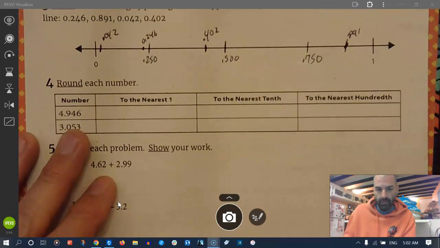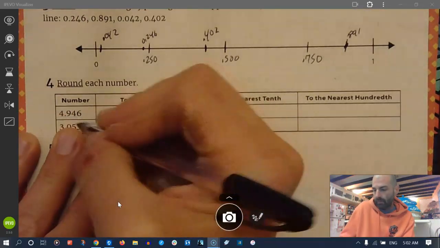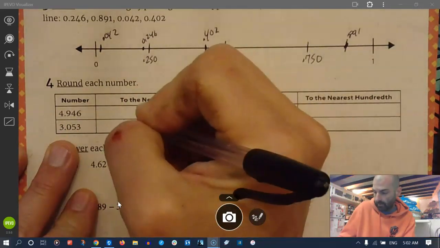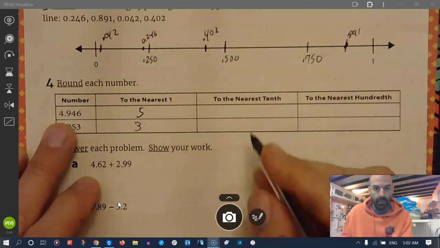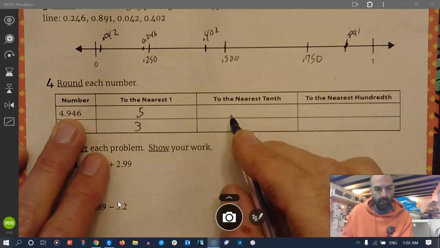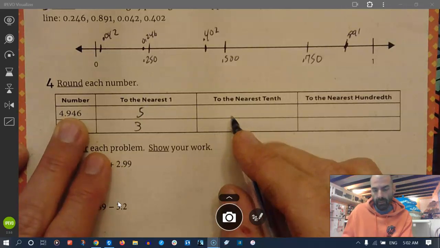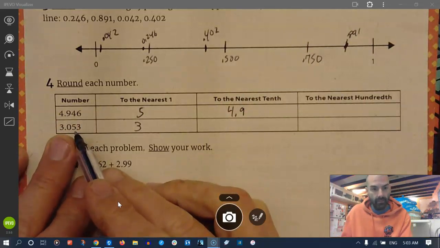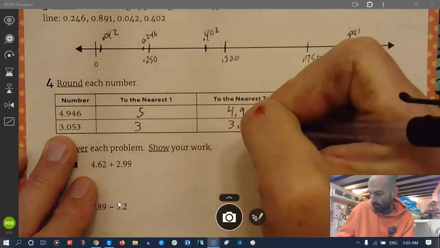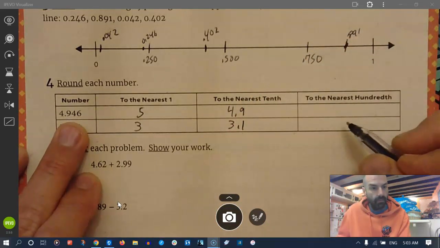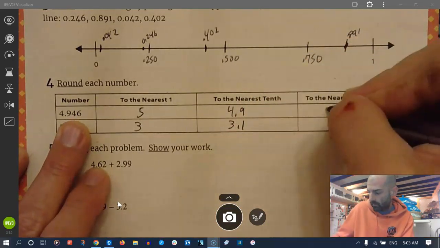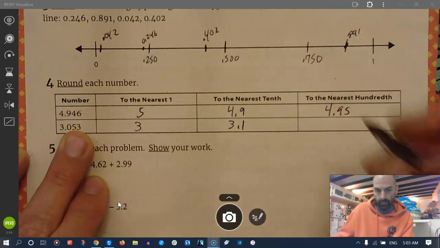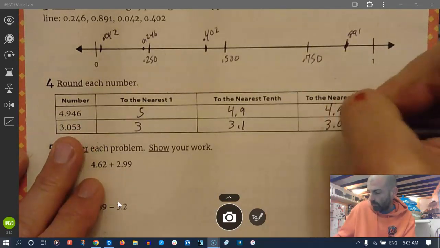All right, number 4, rounding these numbers. This number to the nearest one, we have 4 and 9 tenths, so that's going to round up to 5. This is 3 and 0 tenths, so it's going to stay at 3. To the nearest tenth, 4 and 94 hundredths, that's going to stay at 9. I go down to this one, 3, and there's a 5 there, so it's going to round up to 1/10. And the nearest hundredth, so here I'm going to look at this 4. Right next door is a 6. So we have 4 and 95 hundredths. Here we have a 5, next door is a 3, so we have 3 and 5 hundredths.